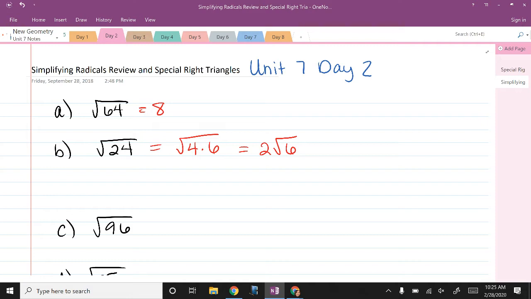Well, 16 is bigger than 9, right? 9 doesn't go into 96 anyway. 16 times what? 6. So I changed this to the square root of 16 times 6. And what is the square root of 16? 4. So my answer is 4 radical 6.